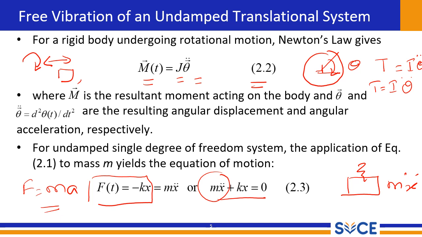These two equations, 2.2 and 2.3 for undamped translation, are fundamental to understanding the behavior of a wide range of mechanical and structural systems. They relate the forces and moments acting on a body to its resulting motion, either rotational or translational.